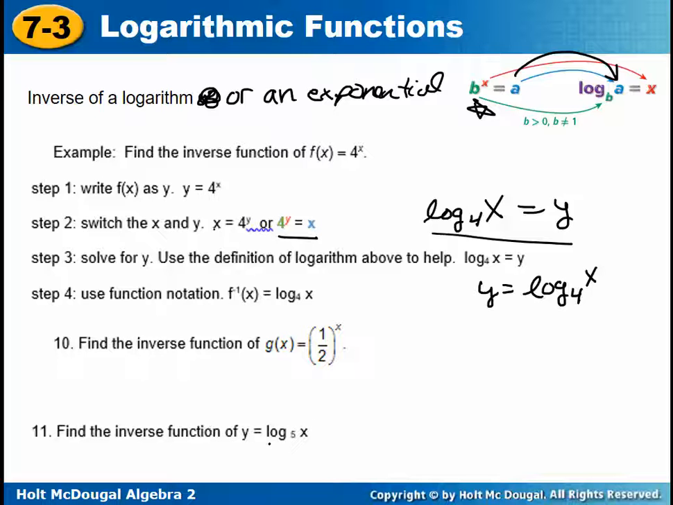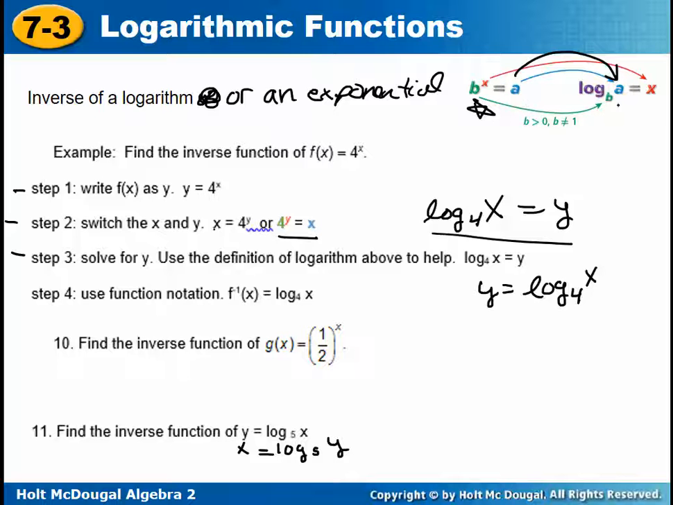Let's look at number 11. In number 11, we'll be going from the log to the exponential form. So let's find the inverse of y equals log base 5 of x. All right, so step 1 is already done. The f of x was already changed to y. Let's do step 2. Step 2 says to switch the x and the y. So now we have x equals log base 5 of y. Okay, step 3, solve for y. All we have to do to solve for y is use the definition of a log to rewrite it in the other form. And then we'll automatically have solved this for y.